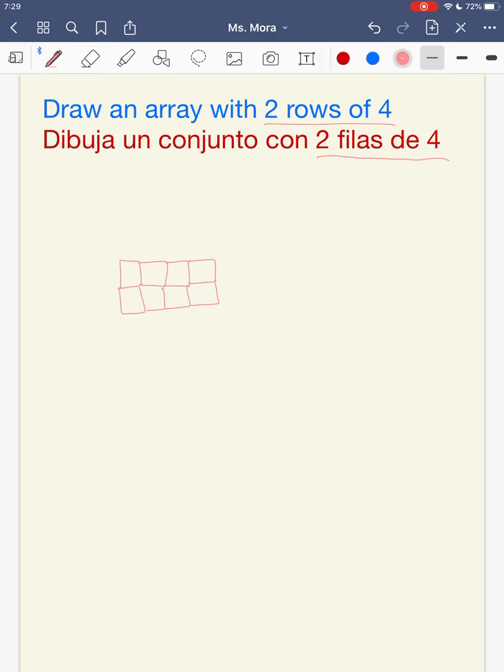And then we always write our repeated addition sentence. So if I'm adding the rows of 4, okay, I have 4 up top, I have 4 here, and 4 here. So my repeated addition sentence would be 4 plus 4 equals 8.